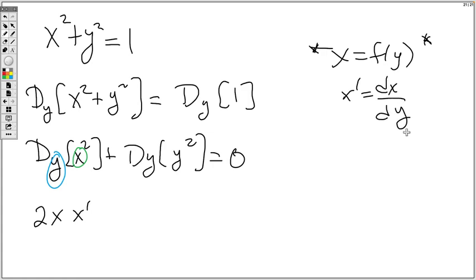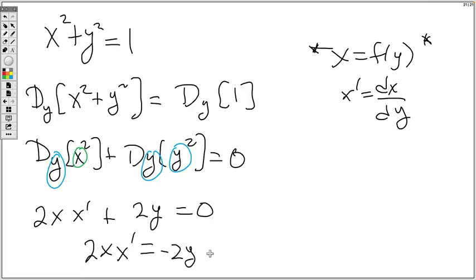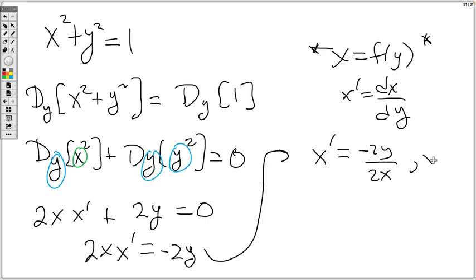You with me or not, folks? What about the derivative of y squared with respect to y? That's just going to be what? Just 2y. I don't need chain rule there because it's the same variable. You follow? And now I could solve this for x prime. I could subtract 2y off, divide by the 2x, provided x isn't 0, and I would get x prime, or dx dy, to be minus y over x.